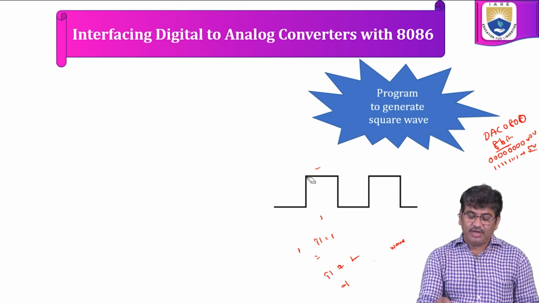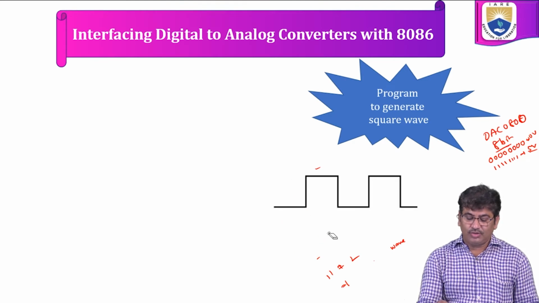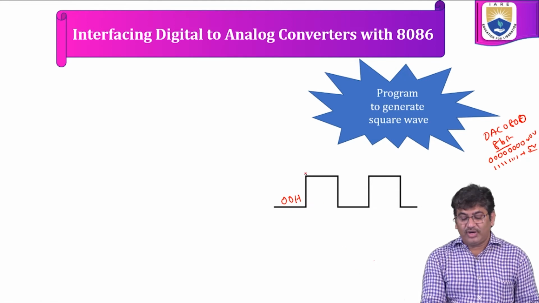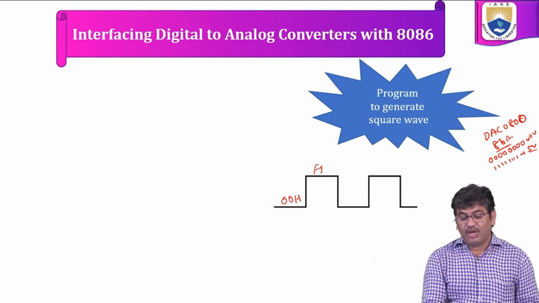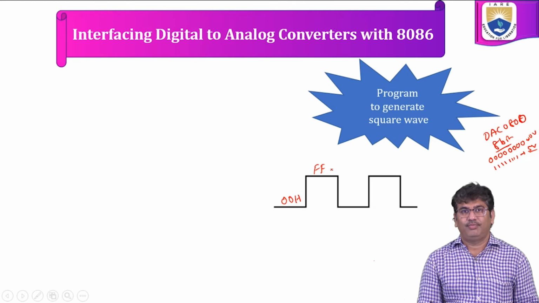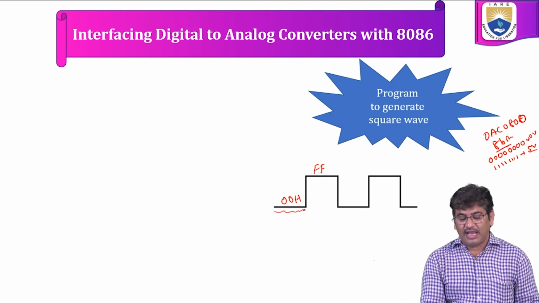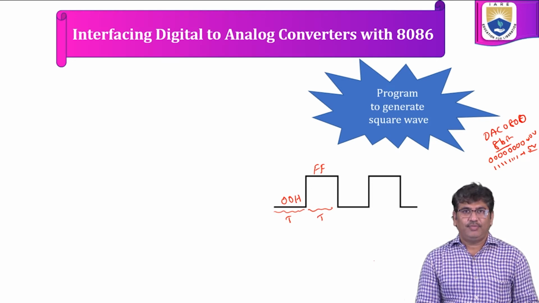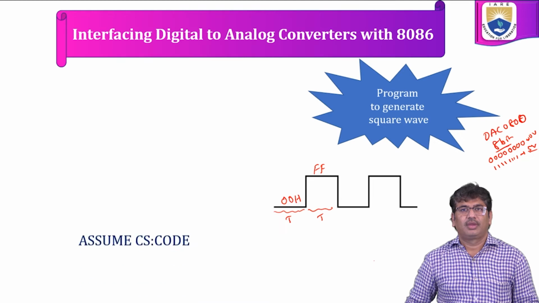For generation of a symmetric waveform, we are going to pass only two values to the DAC. One is for generation of 0 voltage, by passing 00H on port A. For generation of 5 volts, we pass the digital value with each and every bit equal to 1, that is FFH, for some amount of time. For symmetry, I'll take the same delay value for both periods. Assume the delay program already exists.